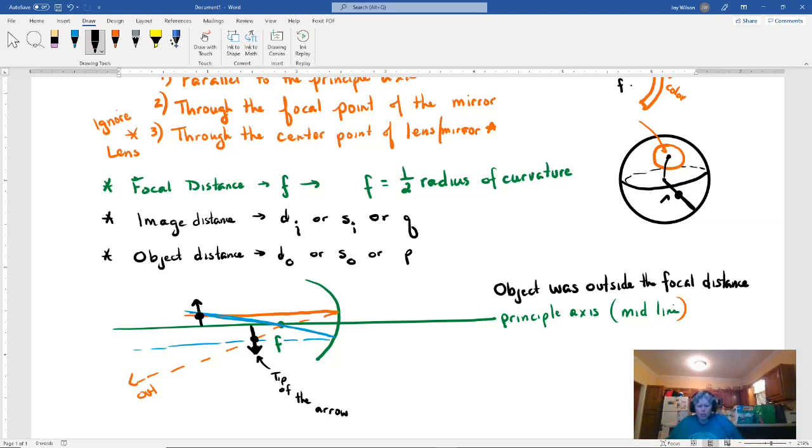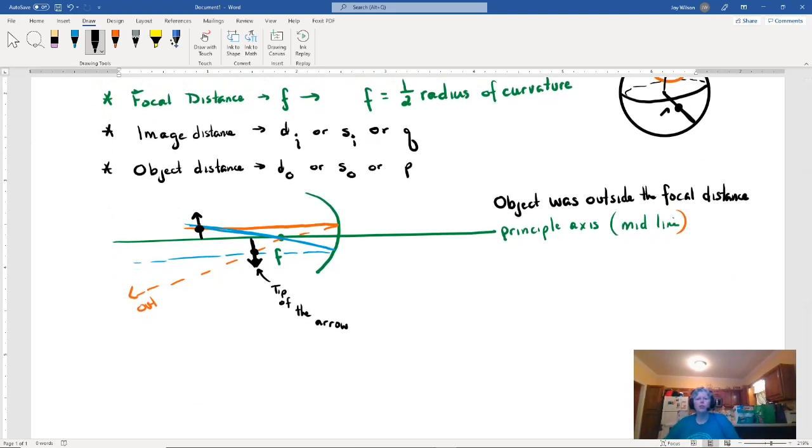I'm going to do this again for another concave mirror. This is called concave because the focal point is inside. Now let's classify this image as to where it's located, how big it is, and if it's real or virtual.